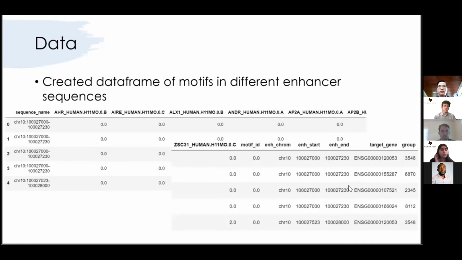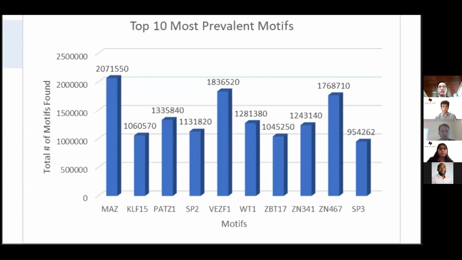Towards the end of our data frame, we have a more detailed version, which reinstates which chromosome the enhancer is part of, the start and end location, and it also tells us what target gene we are looking at, and the group it is part of. The group comes into play whenever we analyze the data further. For the top 10 most prevalent motifs in our data frame, we made a bar graph. As you can see, the motifs are on the x-axis, and on the y-axis, we have the total count, the sum of the motifs that were present.